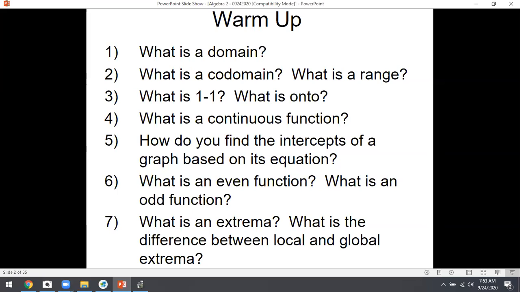What's a continuous function? Long story short, it's something you can draw without picking up your pencil. So something nice and smooth you can draw. You don't pick it up. There's no graphs blowing up. There's no holes. There's no gaps. Nice and smooth and continuous.